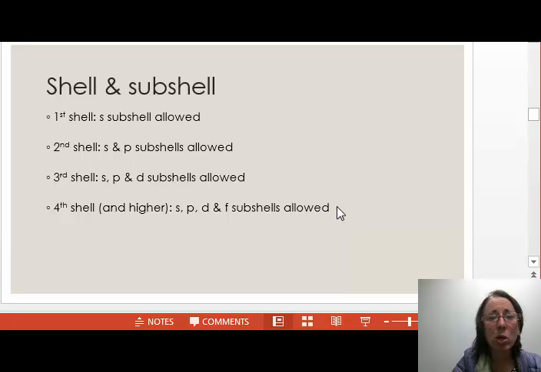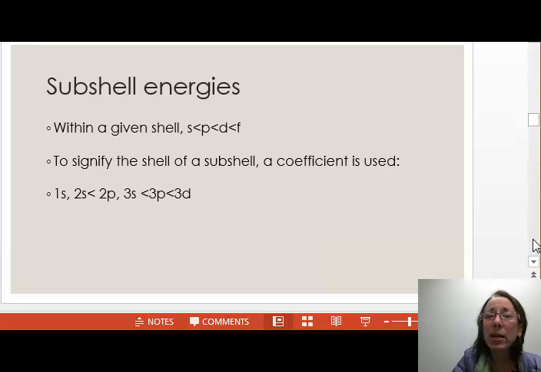We will consider this in more detail, but I do want to point out that each successive shell allows more subshells and thus more electrons. Within a given shell, the s subshell is always lower in energy than the p subshell, which is always lower in energy than the d subshell, which is always lower in energy than the f subshell. This ranking only holds for a given shell.